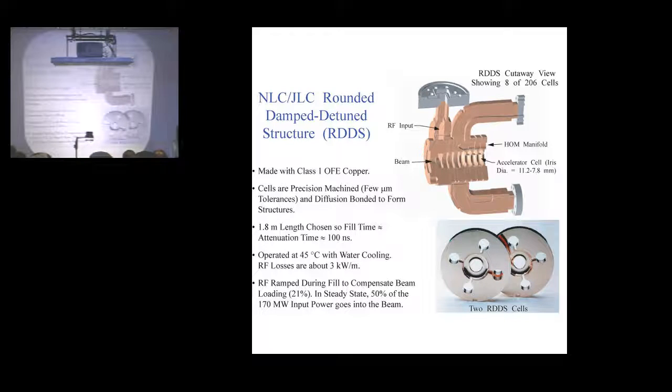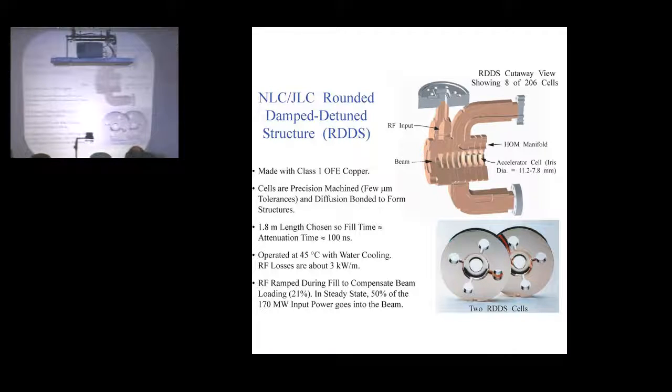This is the NLC, what we call the rounded damped detuned structure. A lot of acronyms in this game. Anyway, the damping and detuning refer to the way the long-range wake fields are suppressed, and we won't go into that much today. Mainly, the idea here is that you have, in this case, 2 meters of accelerator structure. There's 206 of these cells. And the time scale related to X-band is this 100 nanoseconds. That's the attenuation time in a structure like this, and it sets a scale for a number of things. And you make these so that the fill time is roughly the attenuation time.